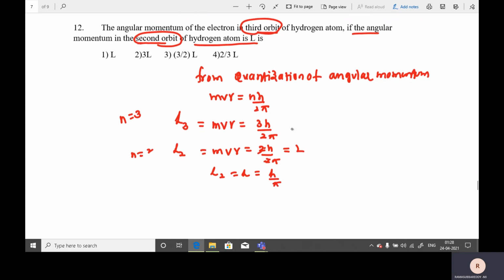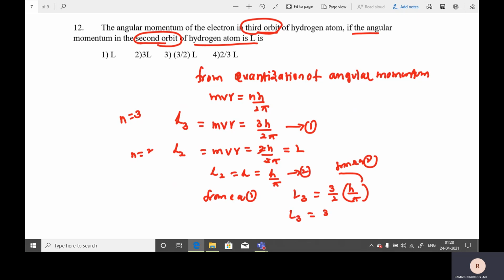Now for L3, from equation 1, L3 is 3 by 2 times h by pi. This h by pi, if you take this as equation 2, from equation 2 that is L. Then L3 is equal to 3 by 2 L. Hence our option third is correct.